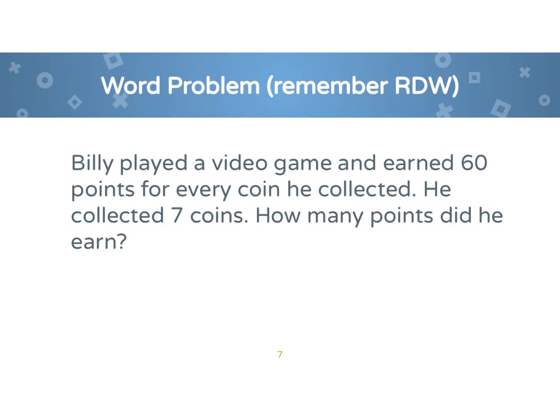Okay, finally here we're going to do a word problem. Remember, we're going to read carefully, we're going to draw a tape diagram, and we're going to write our answer as a number sentence. So here's our problem. Billy played a video game and earned 60 points for every coin he collected. He collected 7 coins. How many points did he earn? So let me draw that out for you. You be thinking about it.